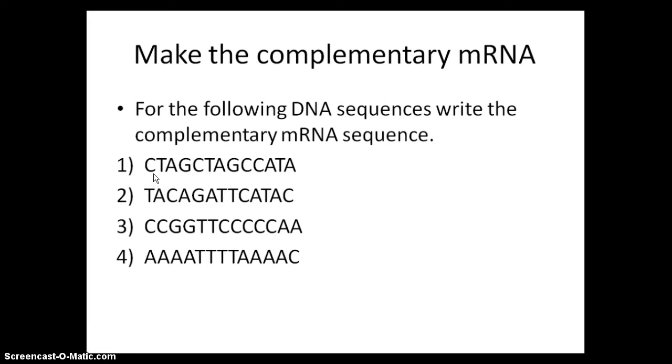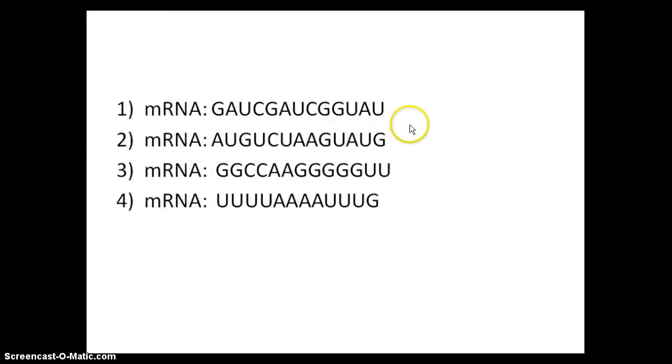Let's look at the first one. What pairs with C on mRNA? G. What pairs with T on mRNA? T would pair with A. What pairs with A? U. We're doing mRNA. We're making an mRNA strand. Please take some time and do all 4 of these. 1, 2, 3, 4. Go ahead and pause it. Here are the answers. Let's check your answers to these 4. Your mRNA sequences should be this. Check it out. If you have any questions about this, shoot me an email and let me know. Okay?